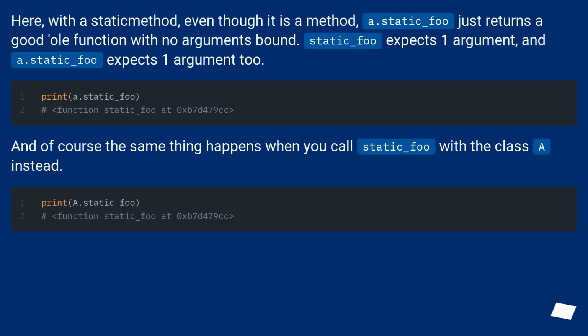Here, with a static method, even though it is a method, a.static_foo just returns a good old function with no arguments bound. static_foo expects 1 argument, and a.static_foo expects 1 argument too. And of course the same thing happens when you call static_foo with the class A instead.